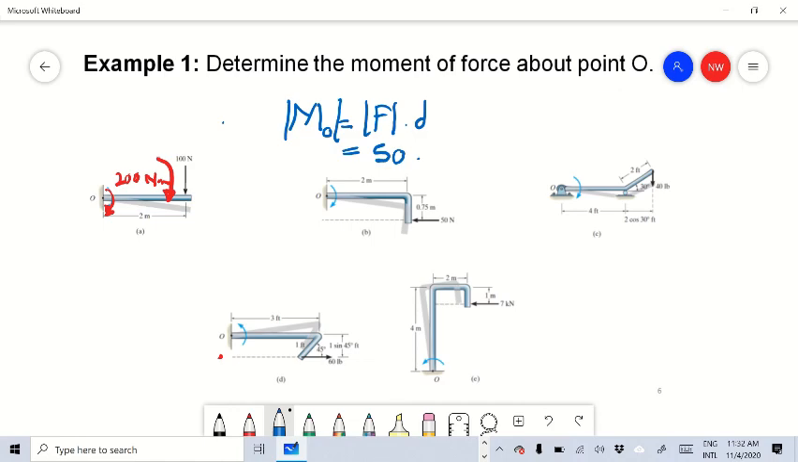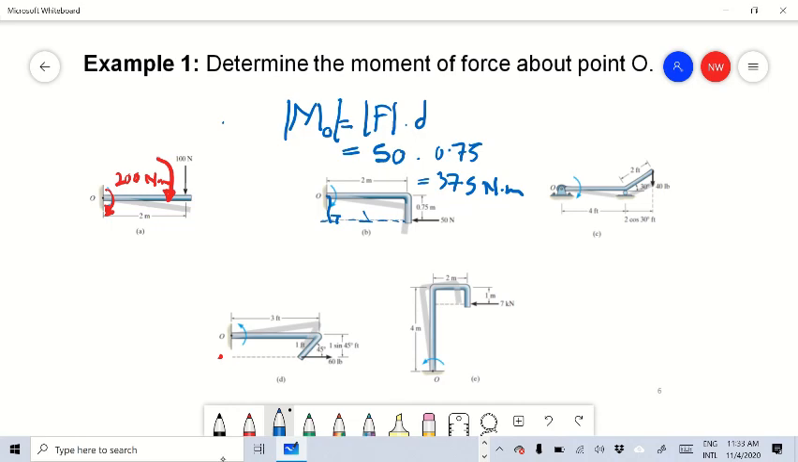What is the perpendicular distance? The line of action of this force is this. So what is the perpendicular distance from the point of rotation to the line of action of the force? Is this the distance? No. This is the perpendicular distance, which is 0.75. If you multiply this, you will get 37.5 Newton meters. This is the magnitude.